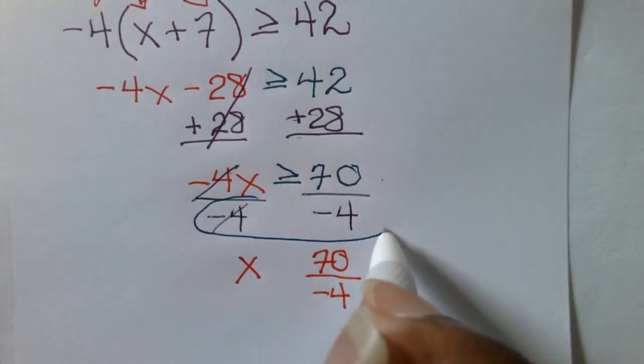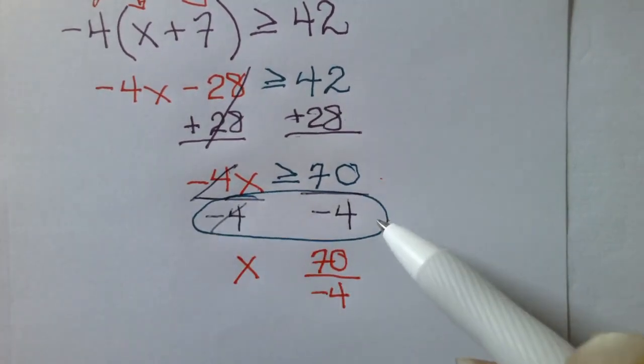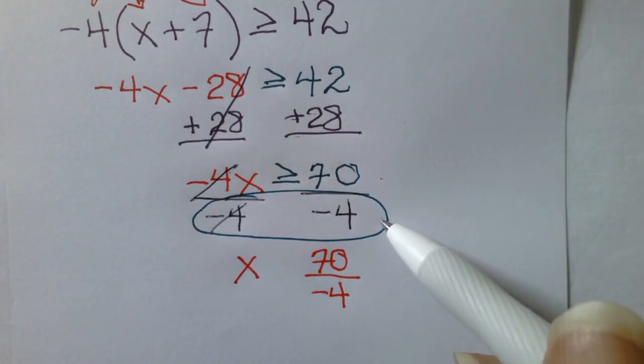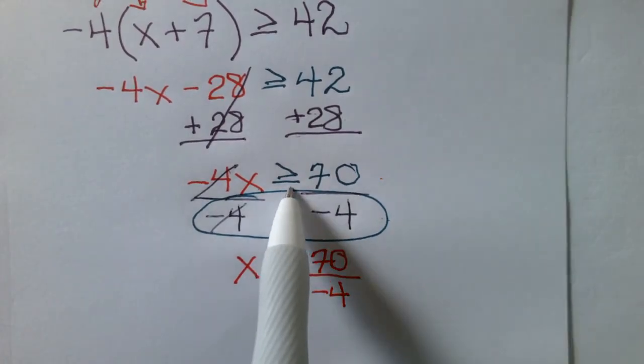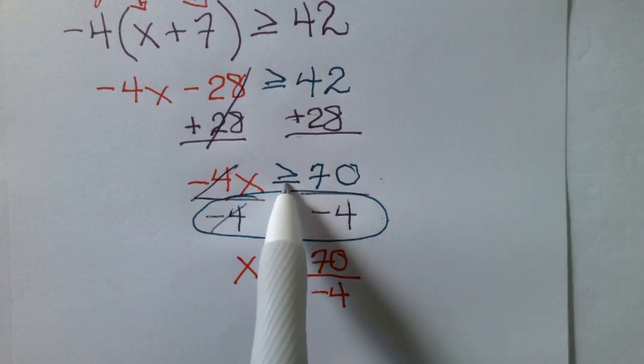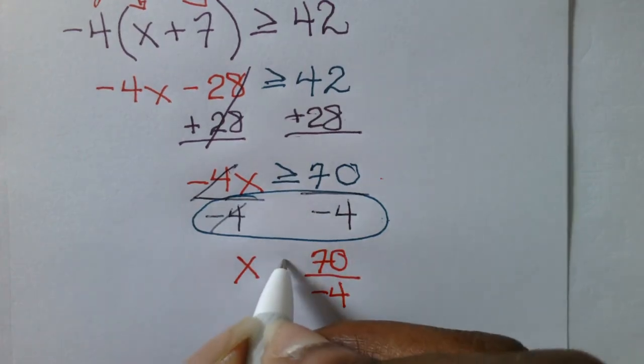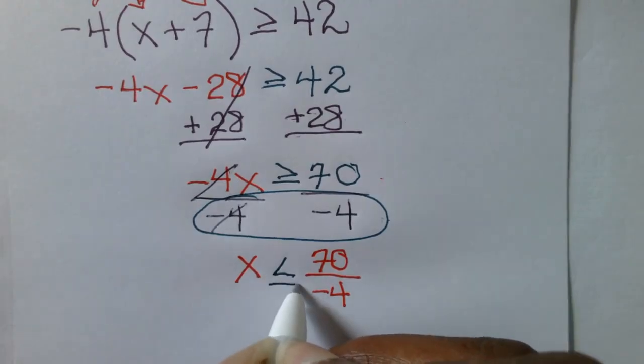So since we divided by a negative number, that means this inequality that is reading greater than or equal to has now switched to less than or equal to.